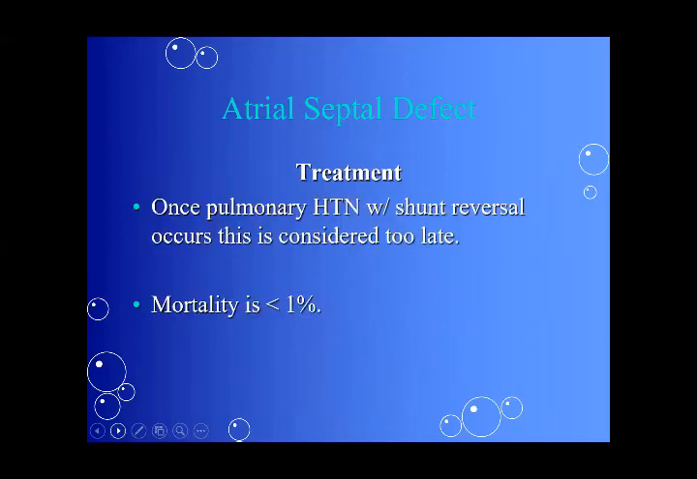In atrial septal defect, treatment is considered in a time period when the patient has not yet developed pulmonary hypertension. Once a patient develops pulmonary hypertension, the shunt reversal cannot be done, and the patient can only be kept on anti-failure medications. So early recognition of atrial septal defect is very necessary to prevent the development of pulmonary hypertension, so that this defect can be corrected very easily. Mortality in patients with untreated atrial septal defect is usually less than 1%.